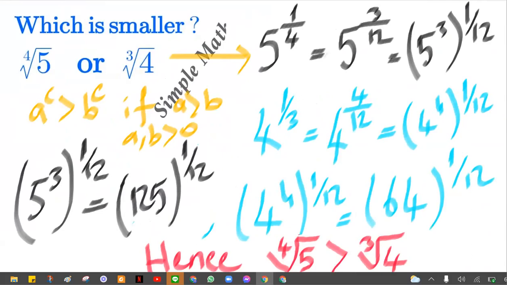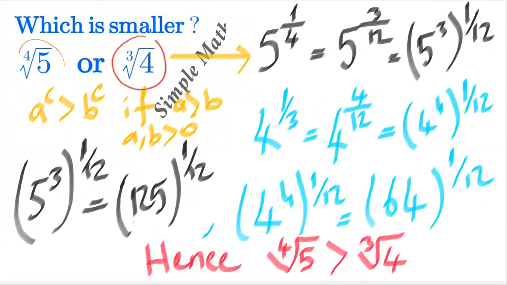This is our third question. The question asks which one is smaller. So we have two root expressions with different numbers and different degrees. For this kind of question, what we need to do is try to equalize the degrees. So we will try to make these ones equal.